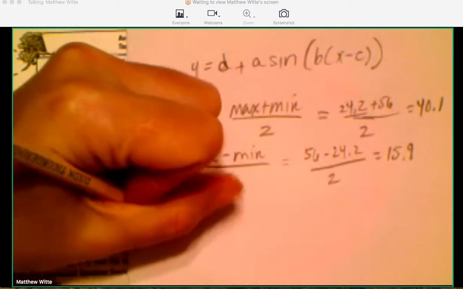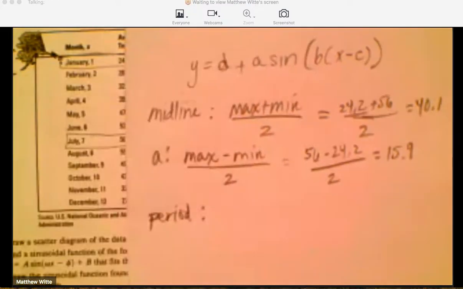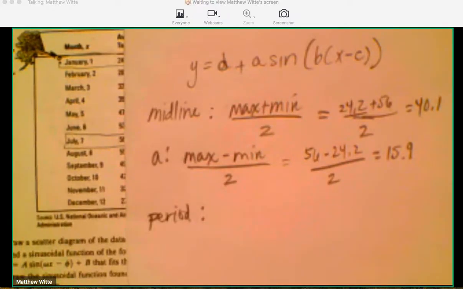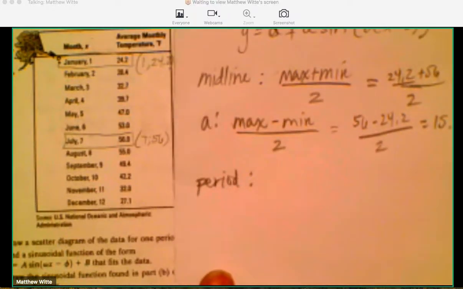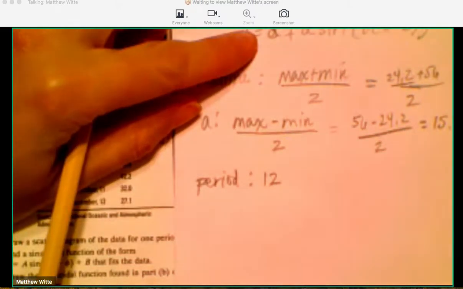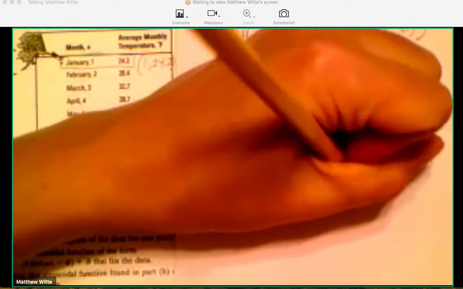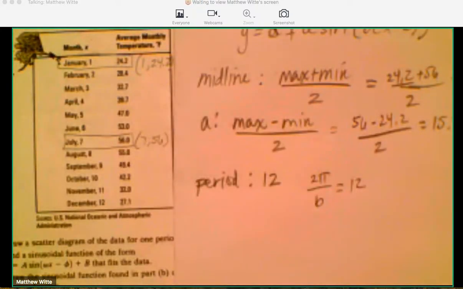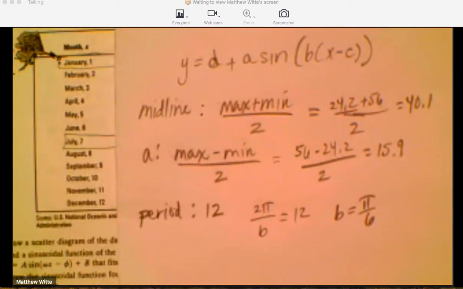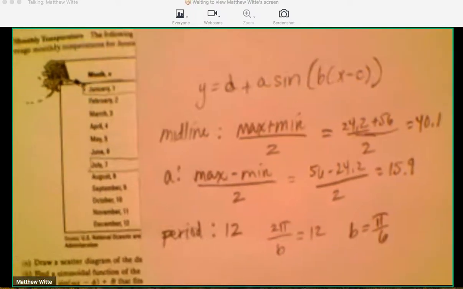The next thing that we want to figure out is what is the period? So the period is the units that we're actually going to use on our x-axis, from what to what. So the average monthly temperature. What would one complete period be? Well, we have 12 months. So the period will be 12. Because this is a sinusoidal function, we're going to think of it as 2 pi over b is equal to 12 and solve for b. So we're going to get b is equal to 2 pi over 12, which is pi over 6. Okay, so this is everything we have so far.